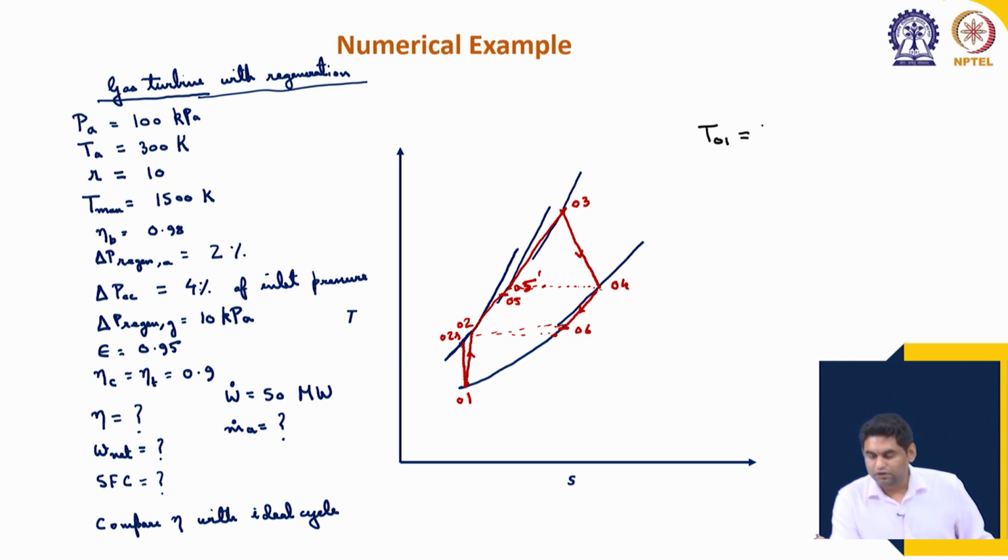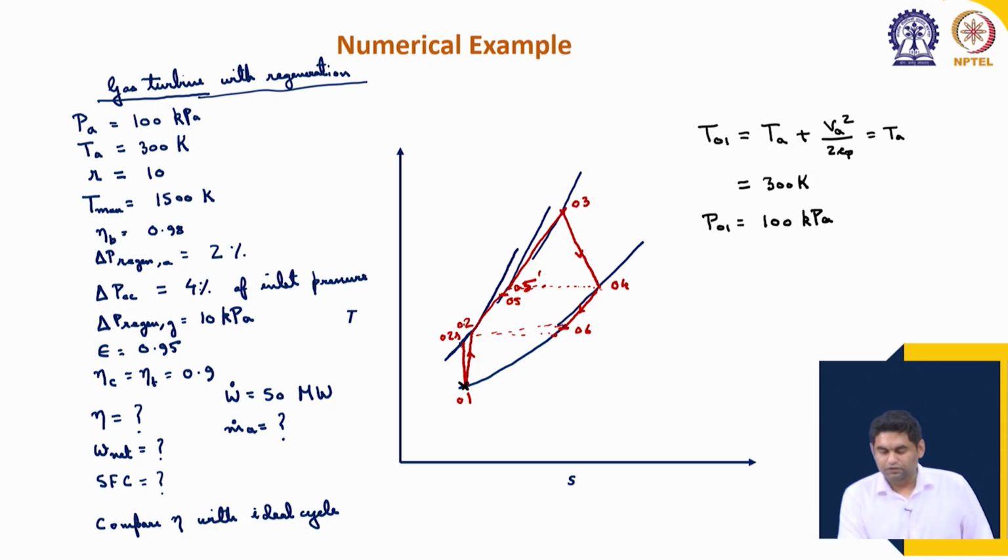T01 is equal to Ta plus Va square by 2 Cp. In general, this should be the case. Here Va is not given, so there is no ambient velocity, we can ignore. So, T01 equal to Ta in this case, which is already given to us as 300 Kelvin. Okay. This is the inlet temperature, stagnation temperature, which is equal to the ambient temperature in this case. Similarly, P01 also will be in this case equal to Pa, which is equal to 100 kPa. Okay. So, T01 and P01 is fixed, then we go to T02 and P02.